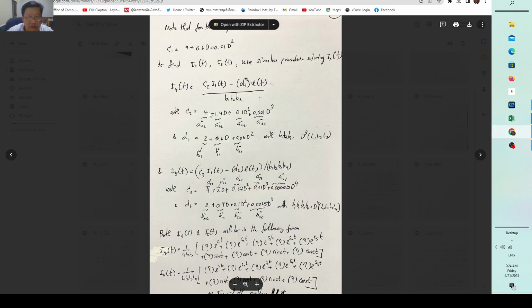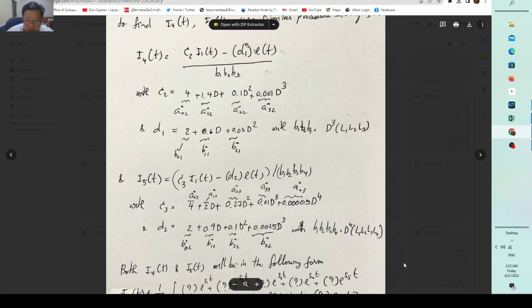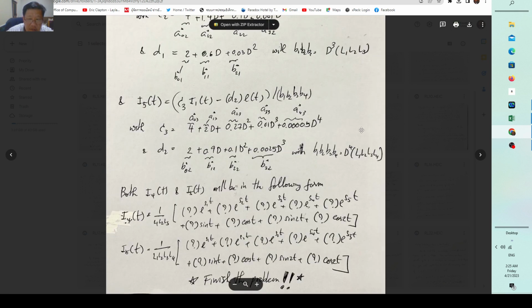Refer to this. And then once you know that, I sub 4(t) is C sub 2 I sub 1(t) minus D sub 1 E(t), divided by B sub 1, B sub 2, B sub 3. So you just put C sub 2 here, D sub 1 here, and rearrange the terms, similar to what we did with I sub 2 and I sub 3. You should get I sub 4(t) in general form. The same for I sub 5: we refer to C sub 3 and D sub 2 over here, you rearrange the terms similarly, and you should be able to find it. The general form I already show you in here, it's going to look something like this.